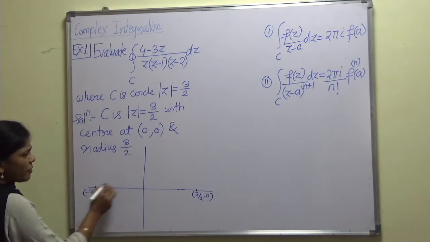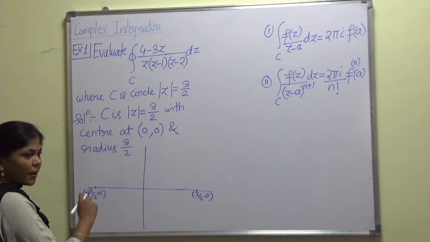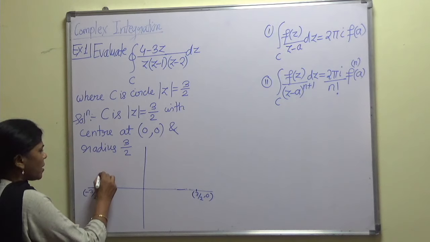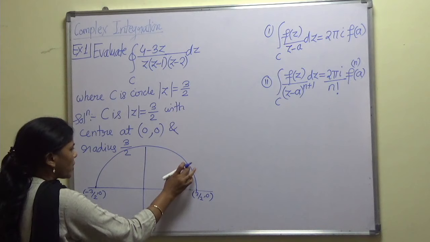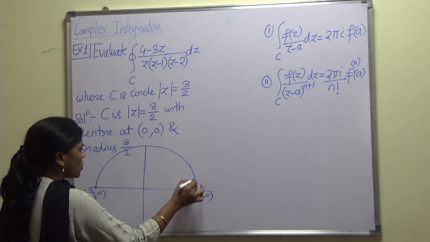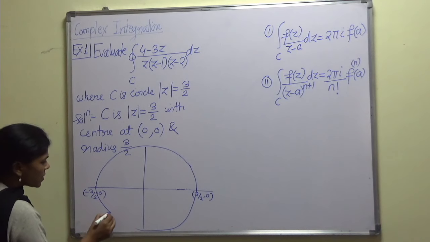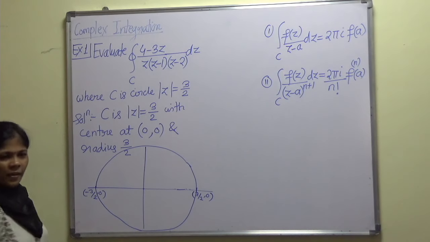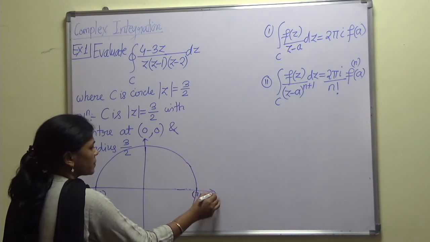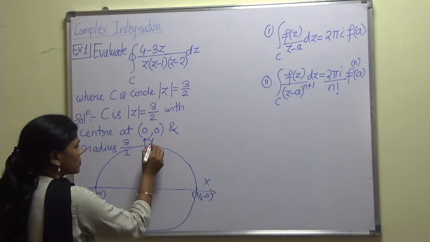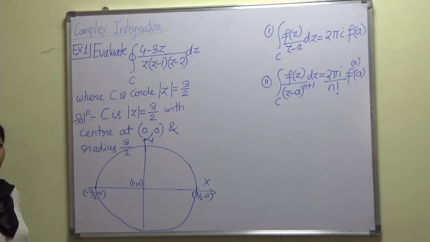Once we identify the 2 points other than the center, at a distance of the radius, we will draw the circle passing through these 2 points. Now my drawing is not that good, so assume that it is a circle. So this is the circle, and here we have the center. Like this I have drawn the circle.